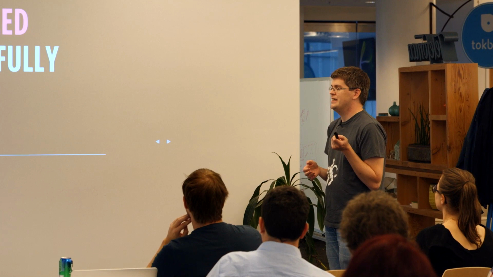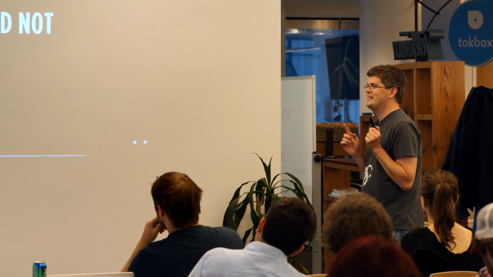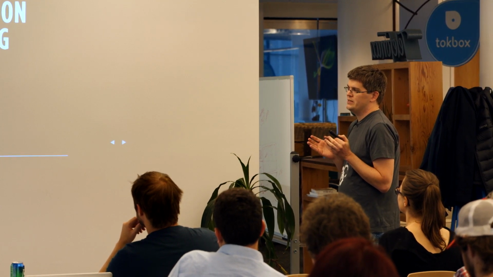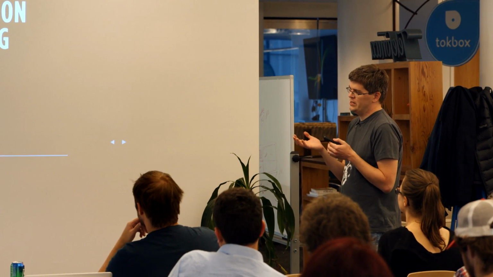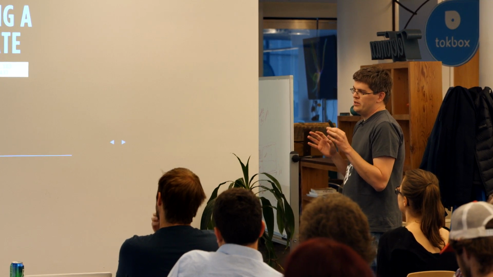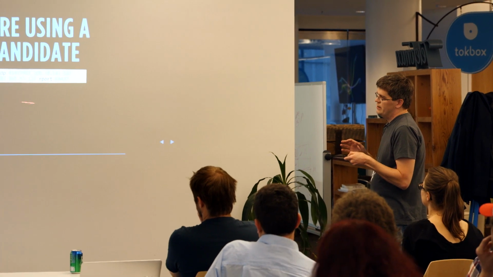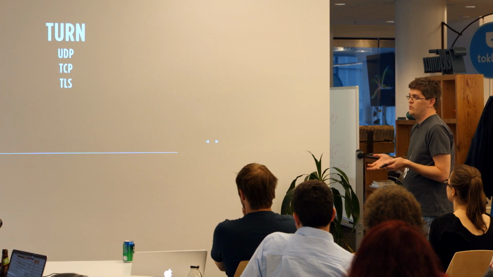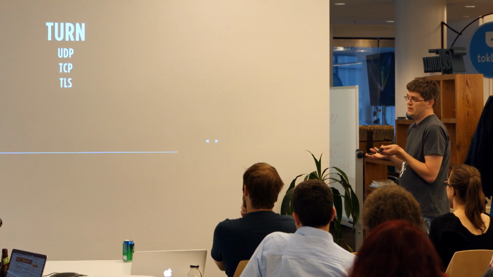But I'm not done yet. So if you did not fail, what kind of connection are you using? You can use the getStats API to figure out the local candidate, or in Chrome you can look at the C line. So let's assume you're using a relay candidate, like this one. So you're using TURN. TURN comes in different flavors. Is it a UDP candidate, a TCP candidate, a TLS candidate?